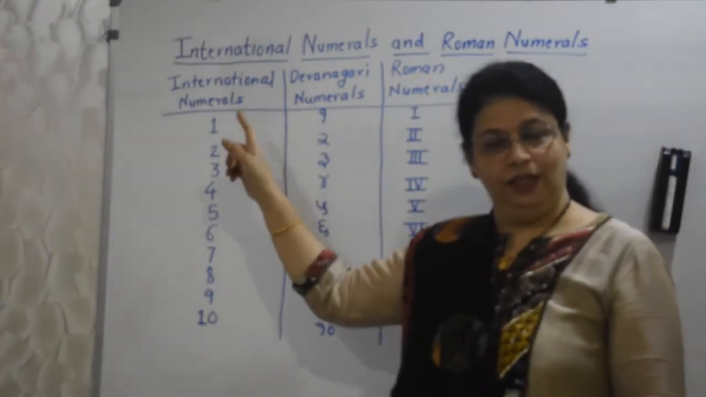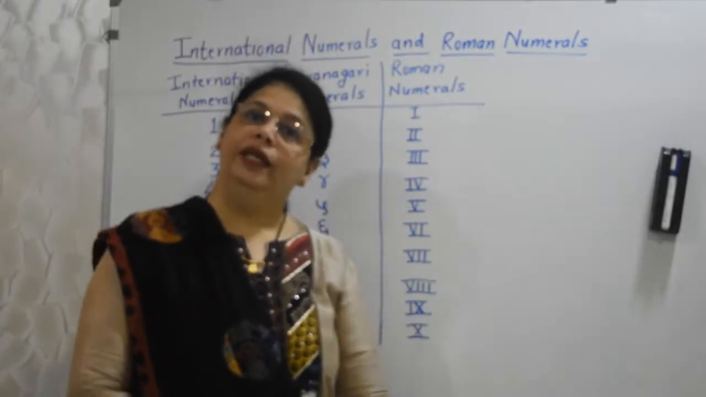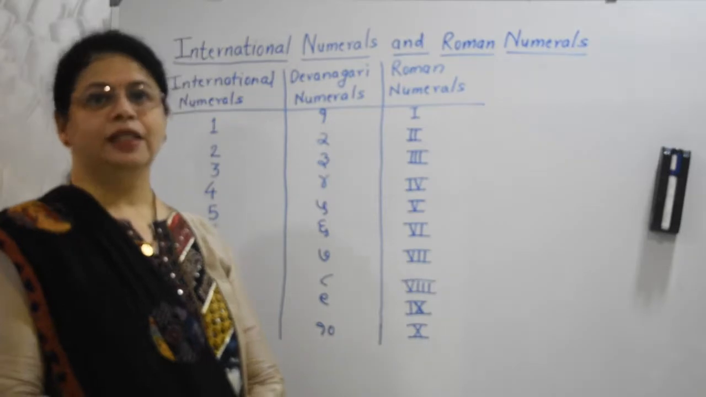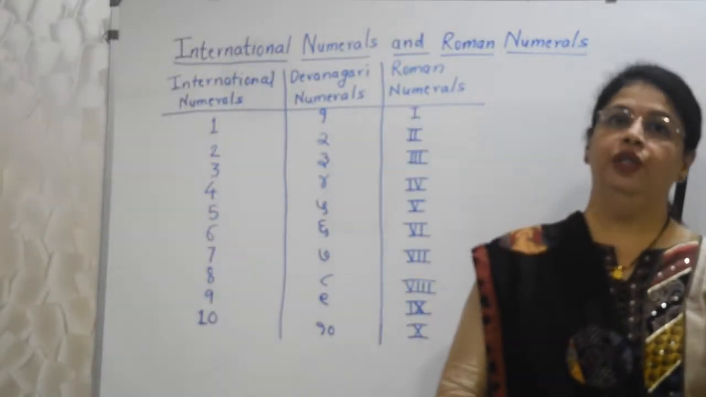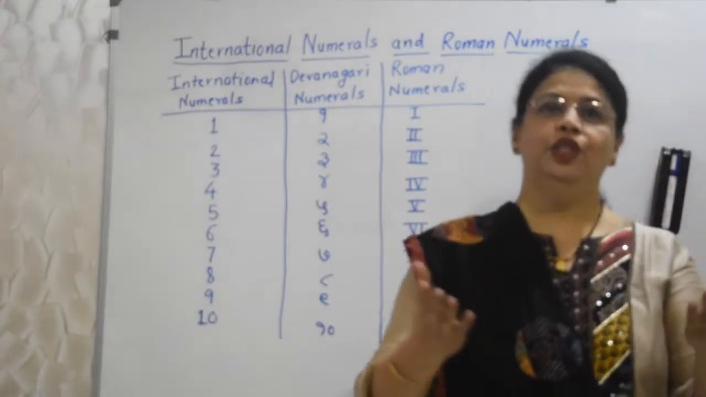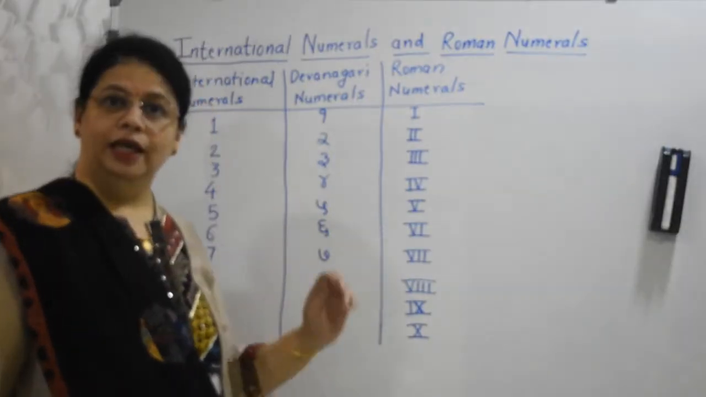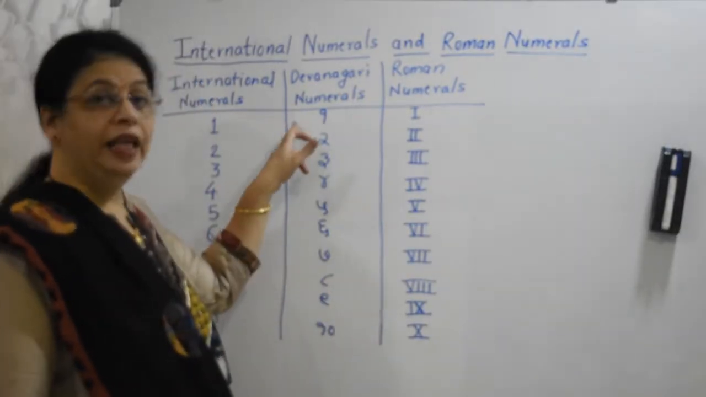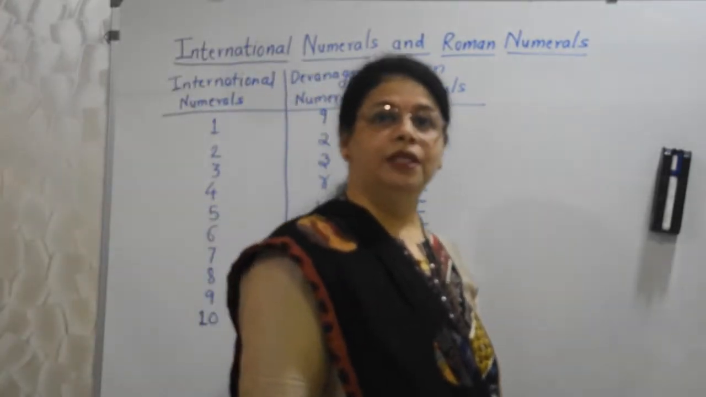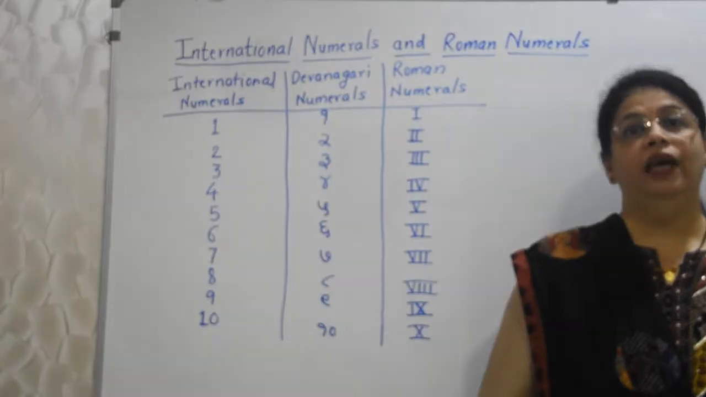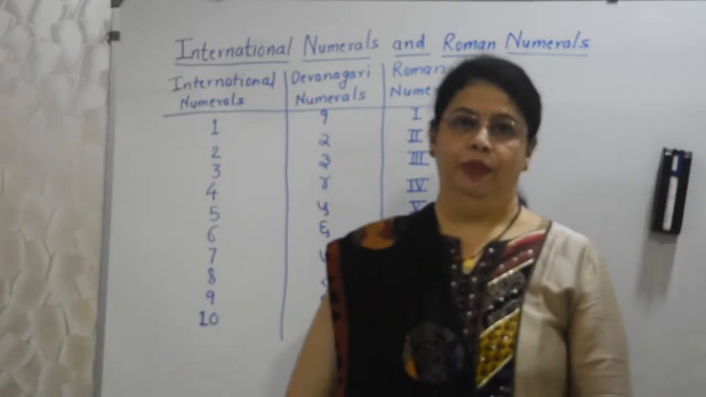As the name suggests, International Numerals are the numbers which we use internationally. In short, in simple words, international numerals means the English numbers which we use in day-to-day life, right? Which you all know. 1, 2, 3, 4, what we write in English, they are called as international numerals. Devanagari numbers or numerals. Devanagari numerals means the numbers which are in Devanagari script. In simple words, they are Marathi numbers.